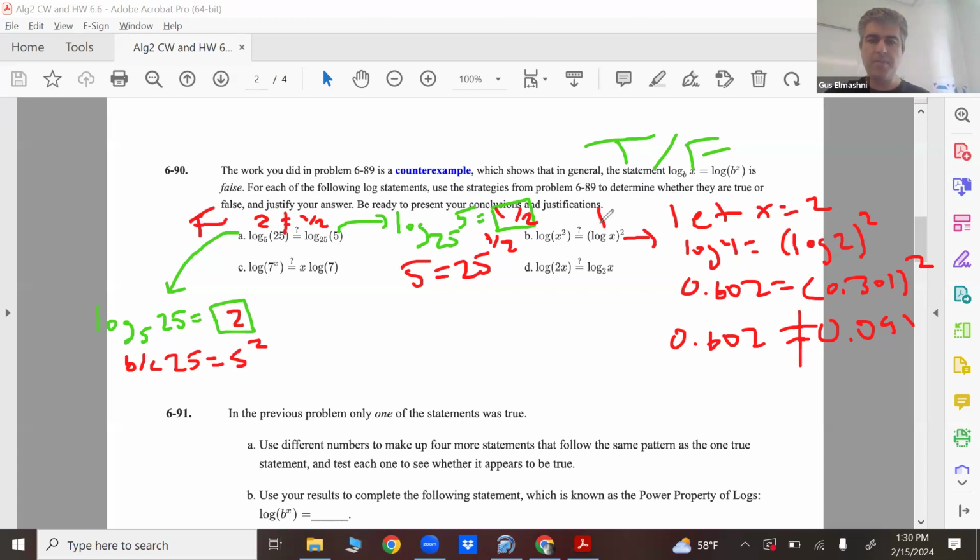Yes, go ahead. What's the log? Oh, I evaluated. I plugged in 2 for x. I chose a number for x and I just worked out each side to see what happens. That's what I did. Yes, go ahead. Yeah, so those are not the same. Okay. Now, C is going to be interesting. But so far, A and B are both false. Again, for A, the left side was 2, the right side is half, not equal. For B, I chose a value for x, like 2, worked out each side, they were not equal. I got 0.602 on the left side, 0.091 on the right side, not equal.